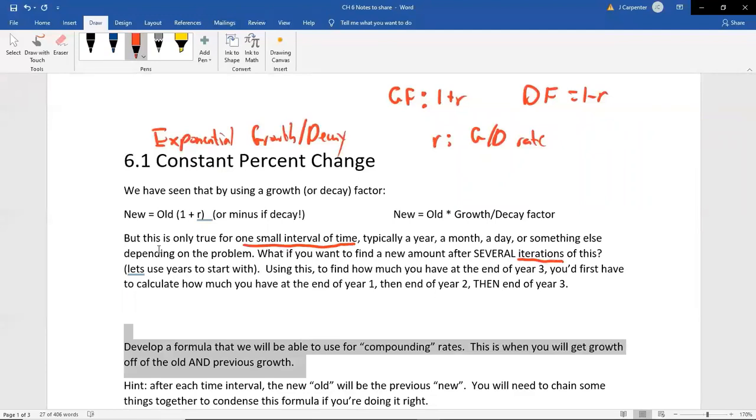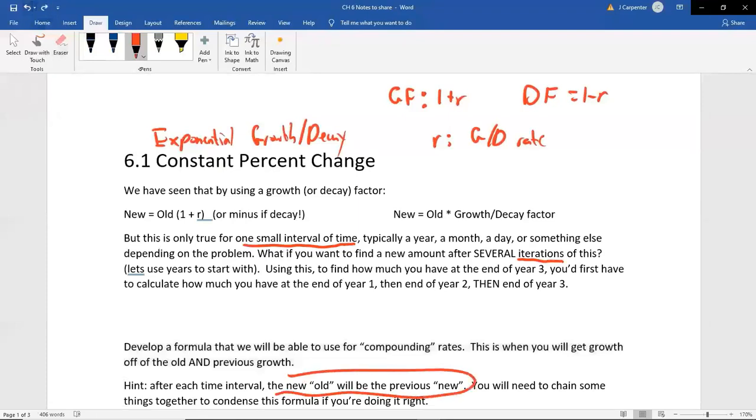So we're going to develop a formula to be able to go straight from year 0 to year 50, or to year 1000, or to year 2, whatever we want, without doing all the middlemen and women. I'm giving a big hint for this. After each time interval, the new old will be the previous new. This idea we've already addressed in Excel. The new old will be the old new.